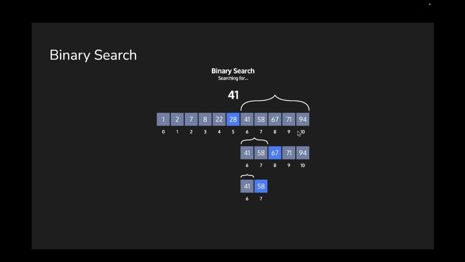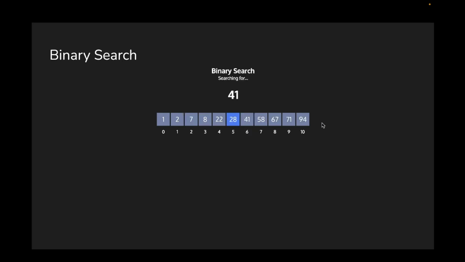So 6 plus 10, that's 16, right? So we have to add the minimum and the maximum indices, and then we divide by 2 to find the average, or the middle value. So 6 plus 10, that's 16 divided by 2, that's 8. So next up we check 67 as the middle value. So is 41 greater than or less than 67? Well, it's less than, so we search the left side of that.